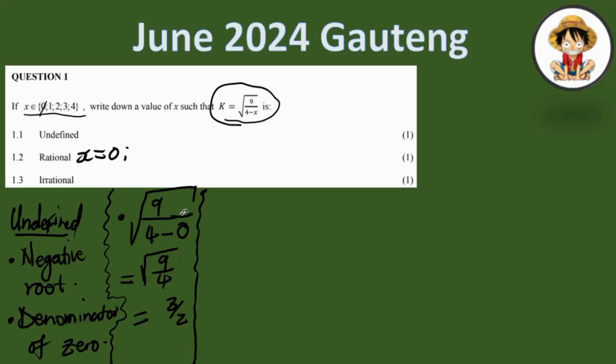You see that? I make another substitution now. So I'm going to the next value, the square root of 9 over 4 minus, the next value is 1. So I'll substitute 1 here.